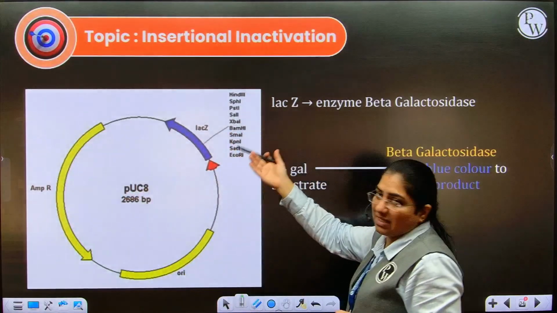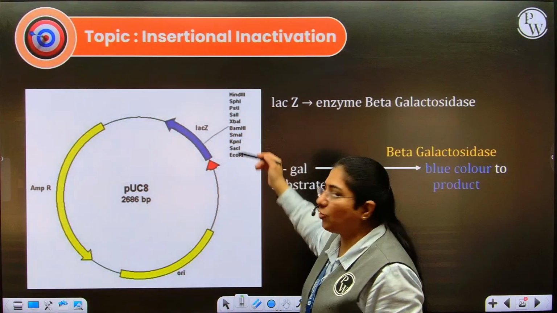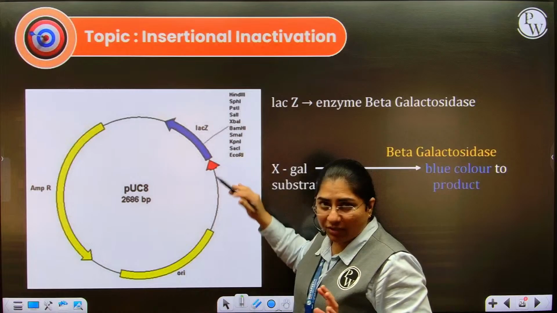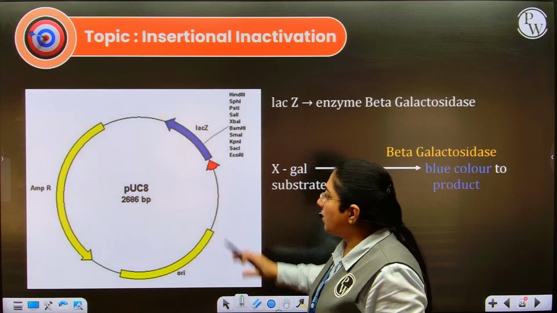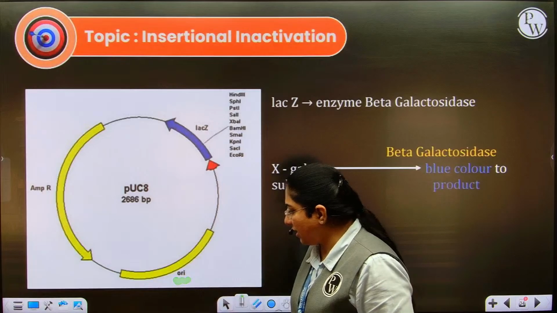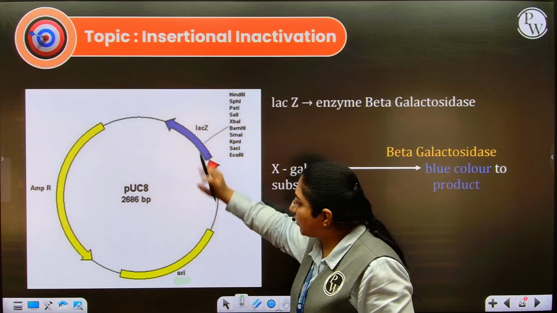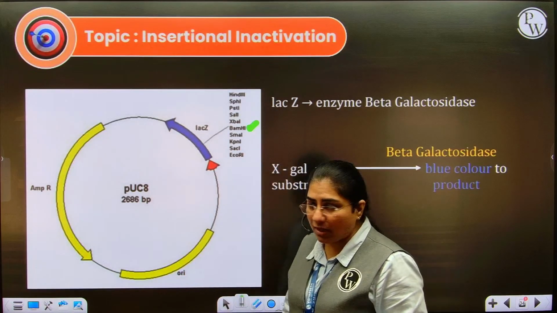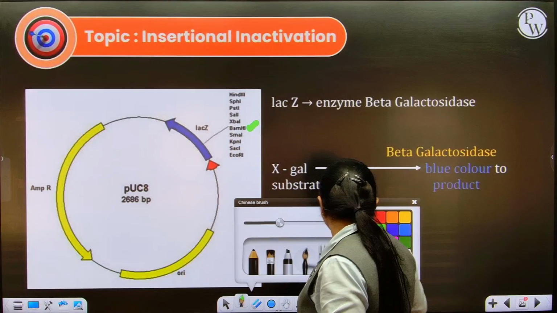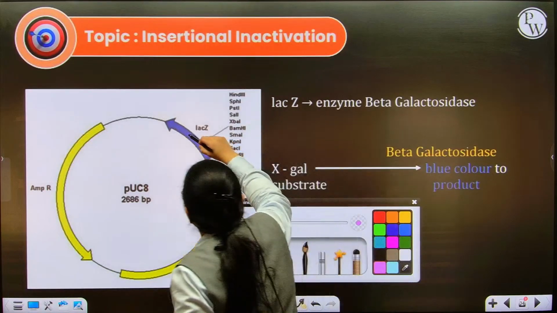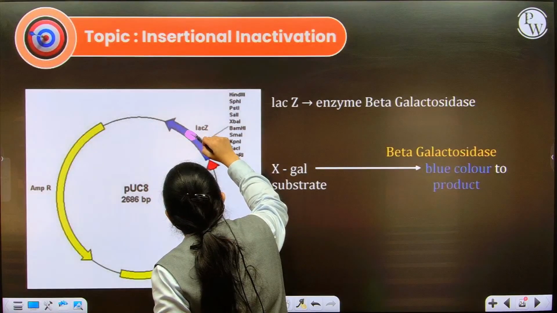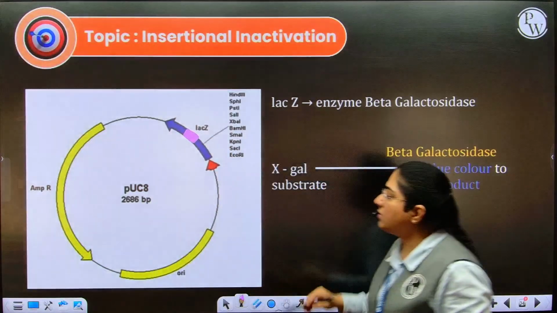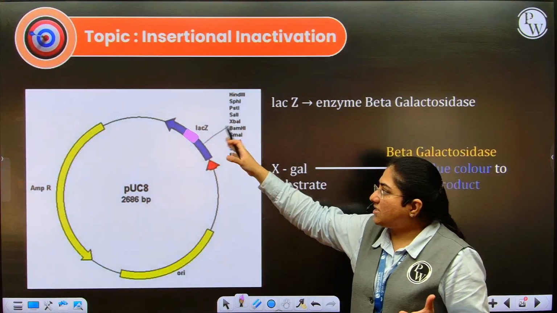However, lacZ has multiple cloning sites, and for each RE there is only one cloning site. So what we are going to do is, using any of the REs, say the same one, that is BamHI, we introduce a gene of interest here. By introducing my gene of interest here, I have inactivated the lacZ gene by insertion. This is insertional inactivation.